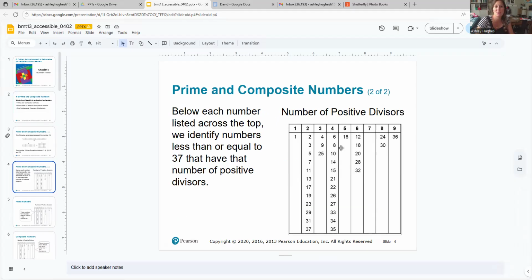Find the composite numbers below each number listed across the top. We can find numbers less than or equal to 37 that have numbers of positive divisors.